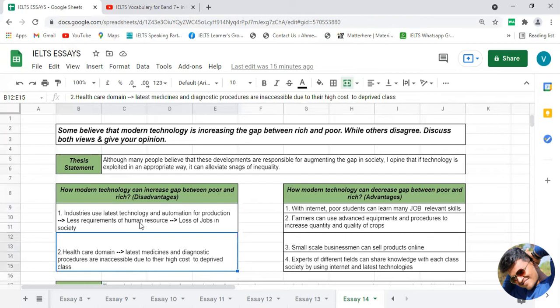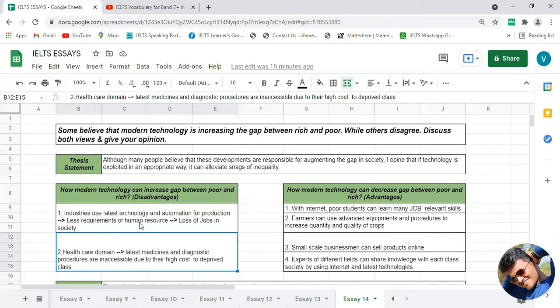And in the second point, I am considering the case of the healthcare domain, right? Let's say, for example, if I talk about the healthcare domain, then there are so many advanced medicines available, so many operation procedures have been introduced, but the cost of each and everything is quite high, right? And because of that, rich people can afford this kind of latest technology in the healthcare domain, but the same is not true for the poor people.